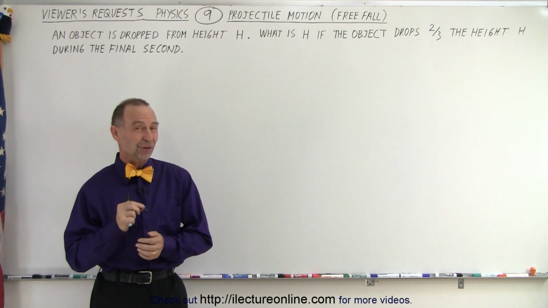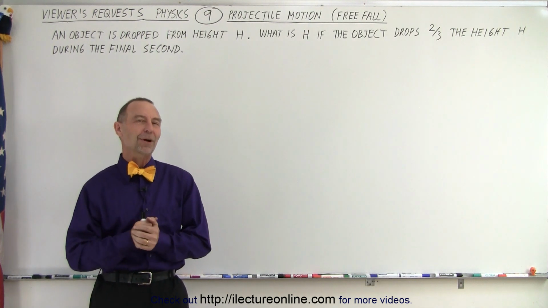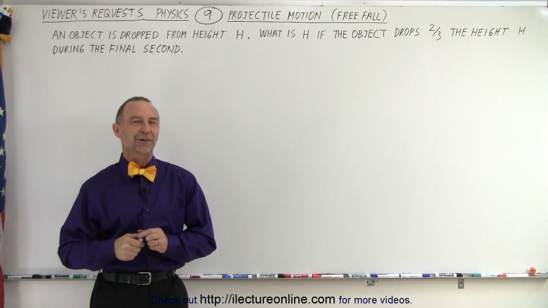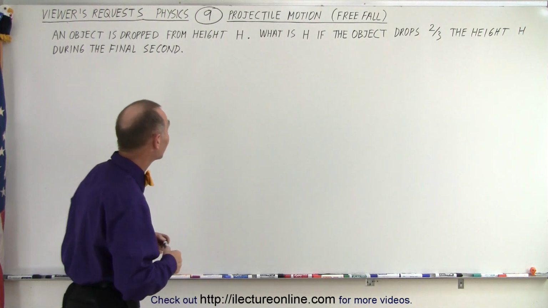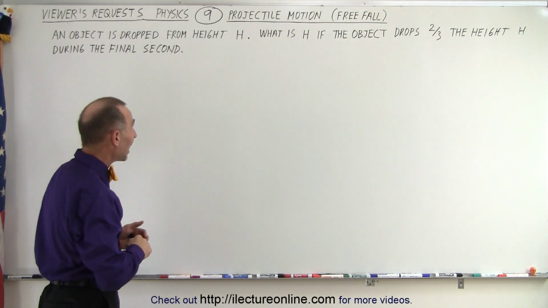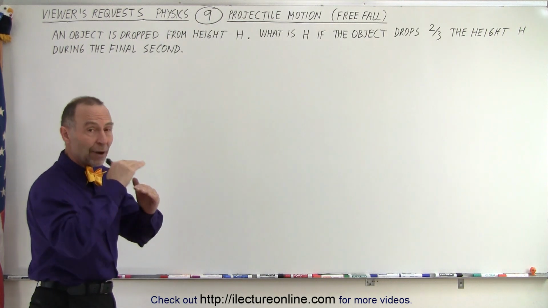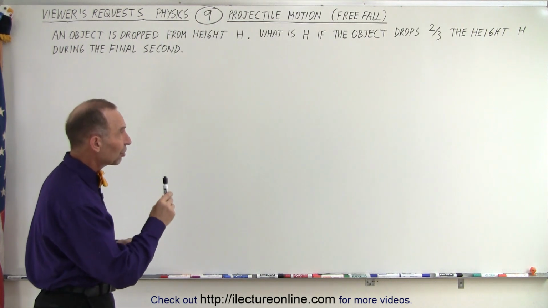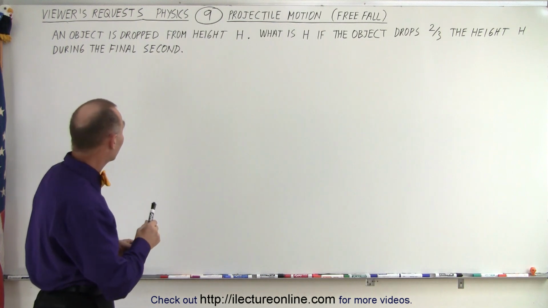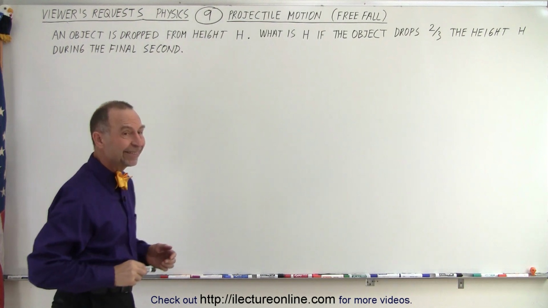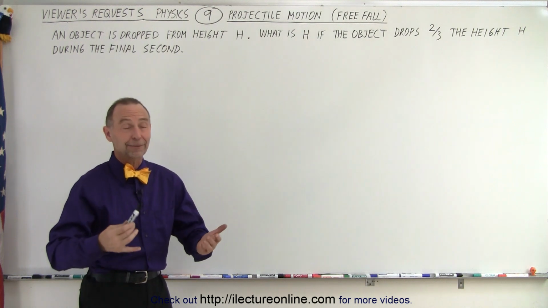It's actually very interesting and kind of a complicated problem. Let's see if we can figure it out. The problem goes as follows. An object is dropped from a height, let's call it h. What is the value of h? From how high is the object dropped? If the object drops 2/3 of that height during the final 1 second of its flight or its path.